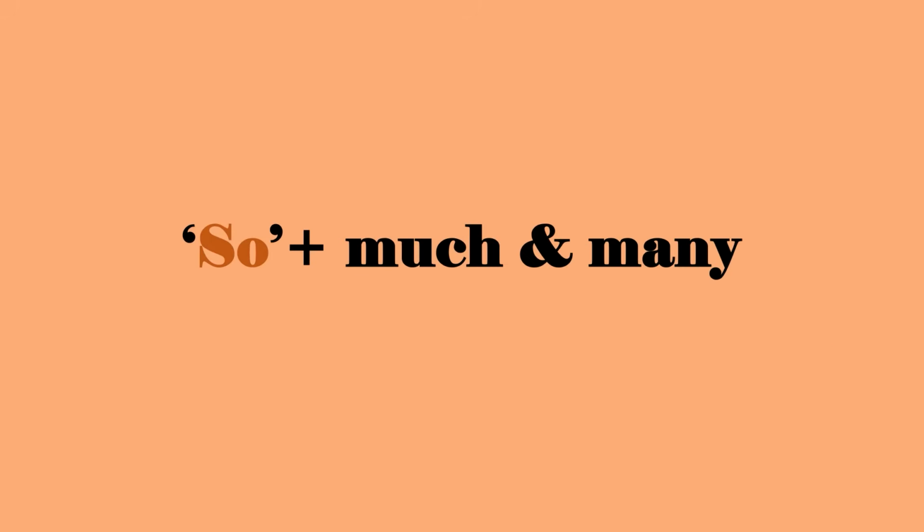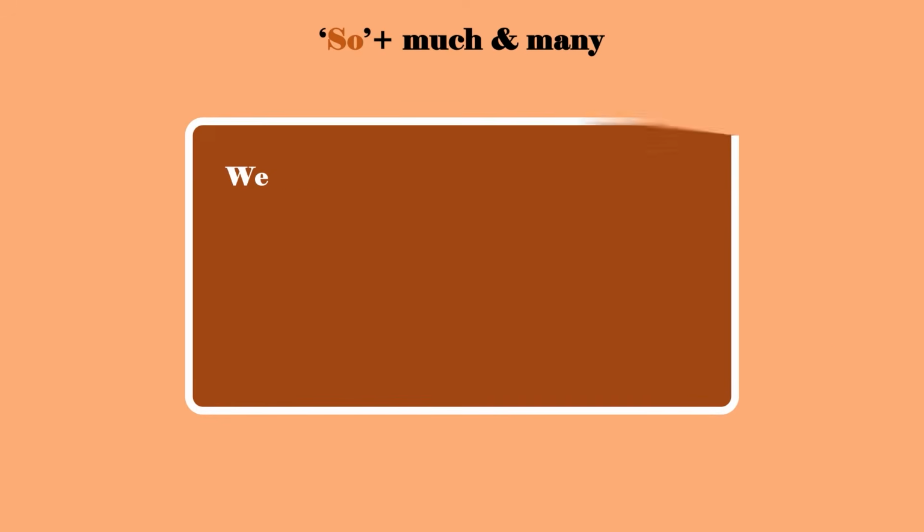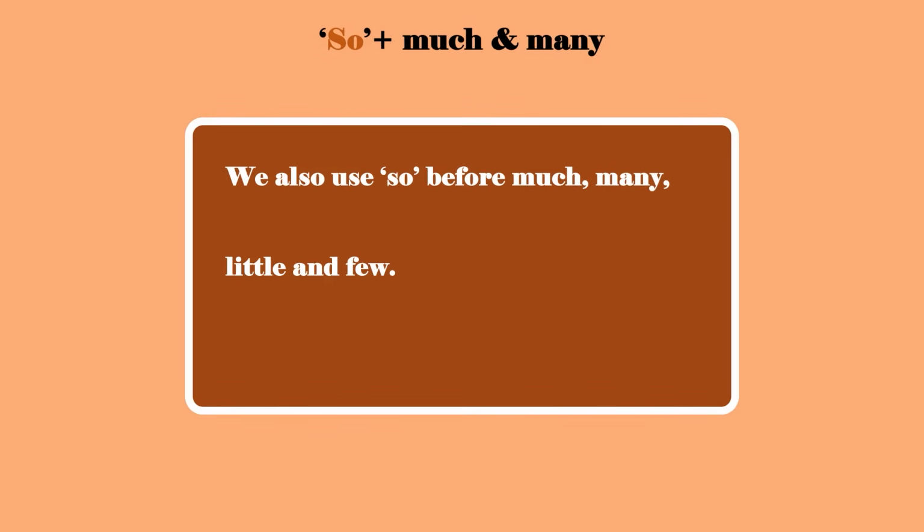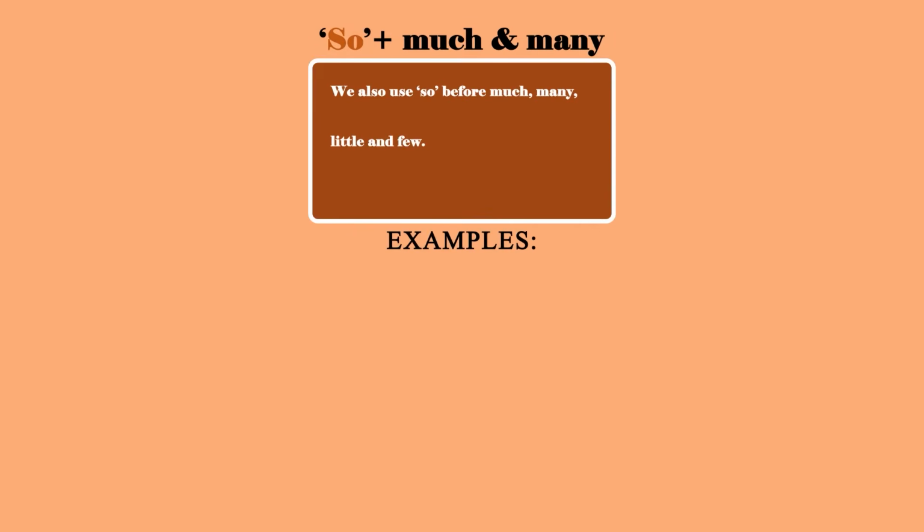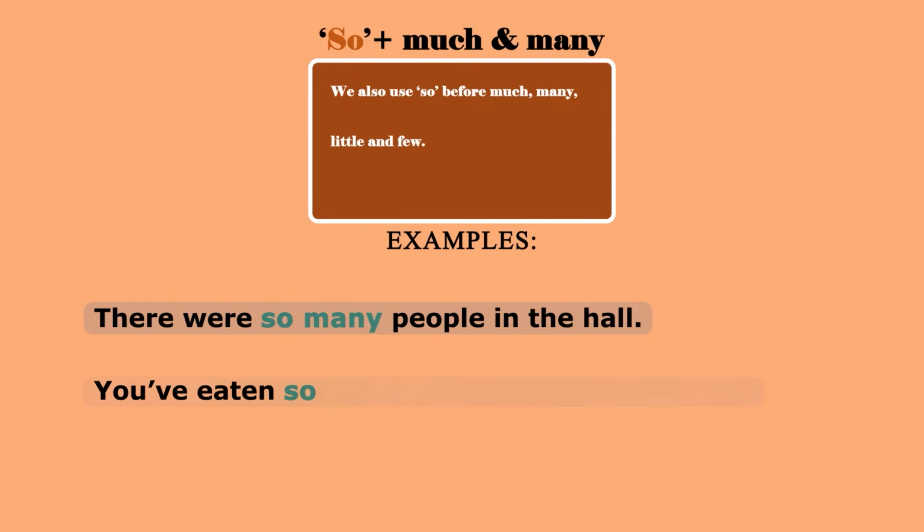So plus much and many. We also use so before much, many, little, and few. Here are some examples. There were so many people in the hall. You've eaten so little, but I've eaten so much.